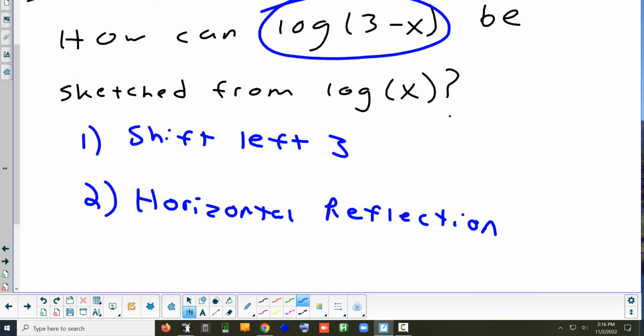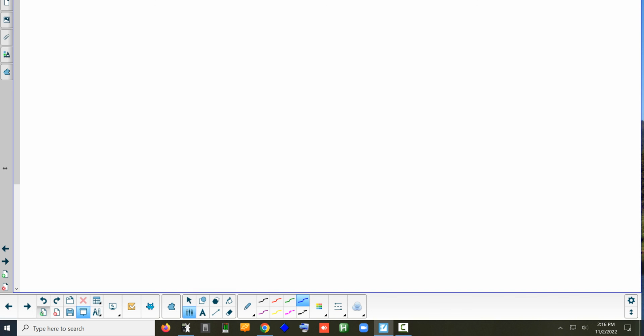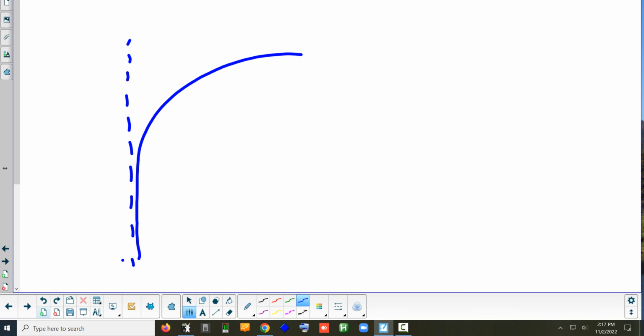Any questions on that? Okay, we might get done today. All right, so now the last thing we're going to look at is how do we graph a log function by hand? Well, the key thing about a log is where is the vertical asymptote? Once you know that, it's either going to curve to the right or it's going to curve to the left. It's going to curve in one of those two directions.